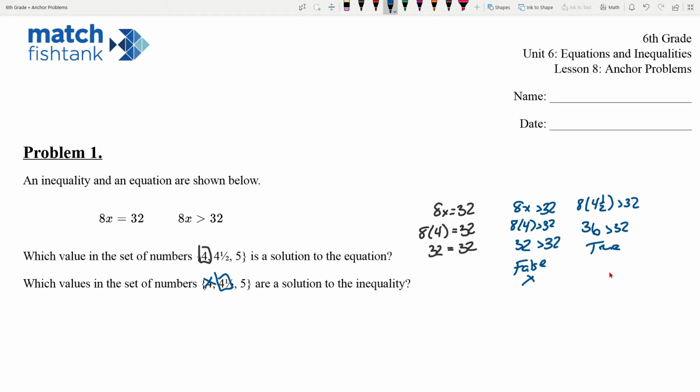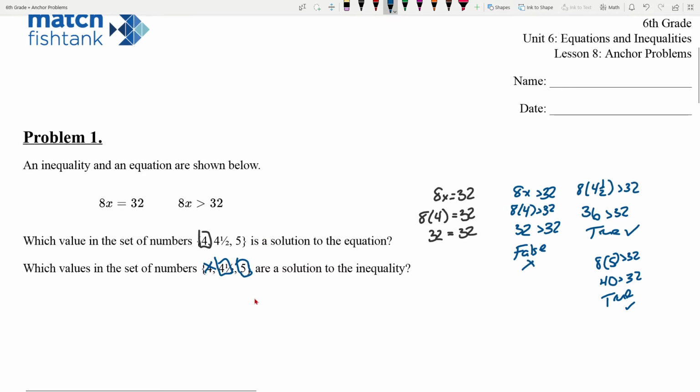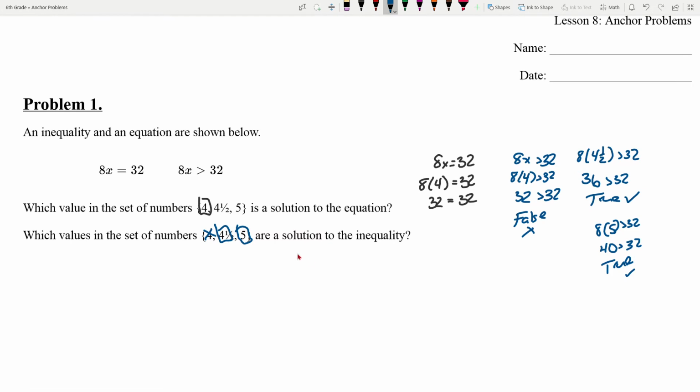And lastly, what about 5? Is 8 times 5 greater than 32? Well, 8 times 5 is 40. Is 40 greater than 32? That's true. So apparently 4.5 and 5 are the solutions to the inequality. Neat. So any number bigger than 4 looks like it's going to be solutions to this inequality. So you can almost say, as long as x is greater than 4, we have solutions to that inequality.